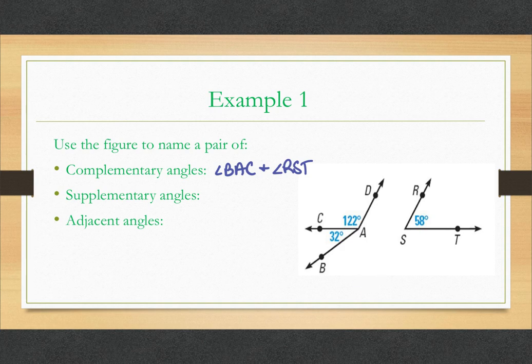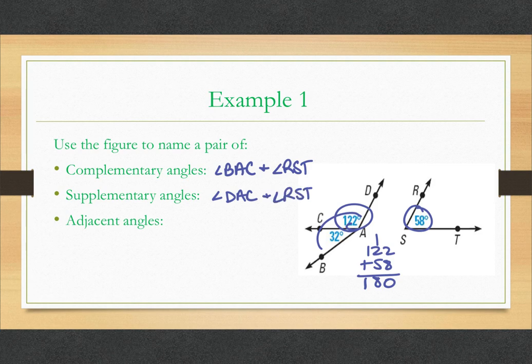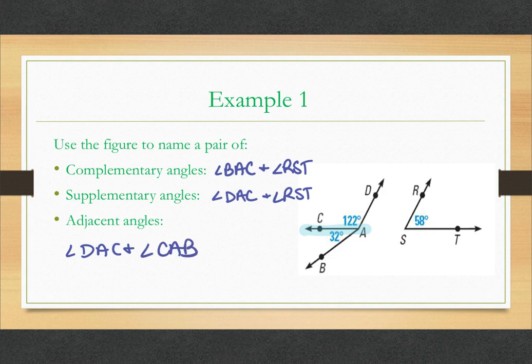Next up, it wants supplementary angles. So I want two angles that add up to 180. These don't add up to 180, but 122 plus 58 does give me 180. So now I'm doing angle DAC and angle RST. And lastly, it says two adjacent angles. So I want two angles that are next to each other, sharing a common side and vertex. And that would be angle DAC and angle CAB, or BAC.